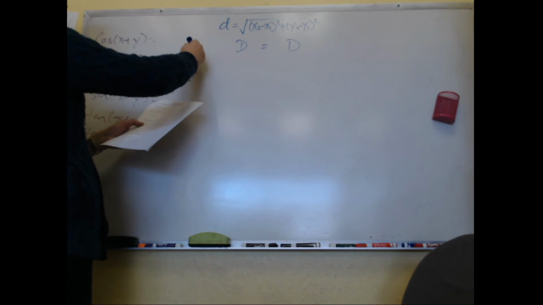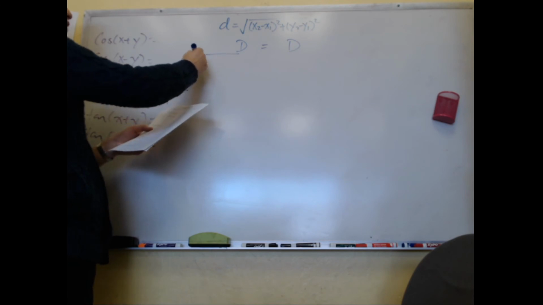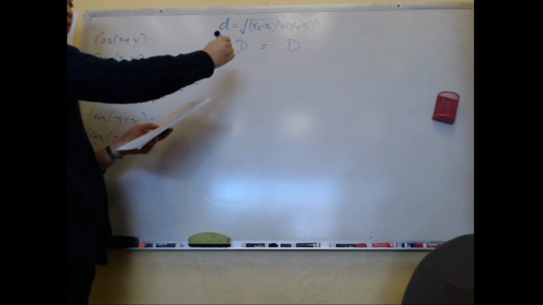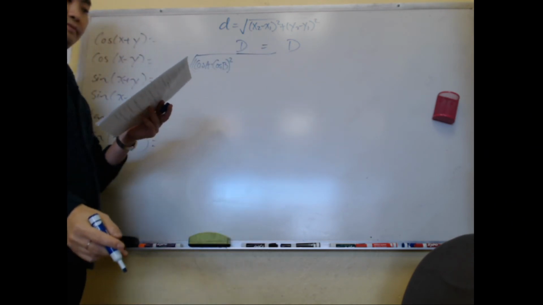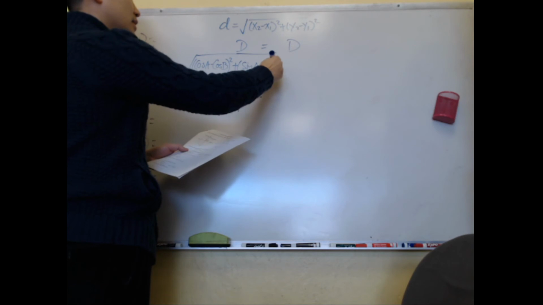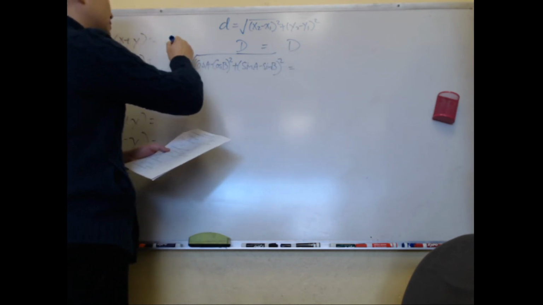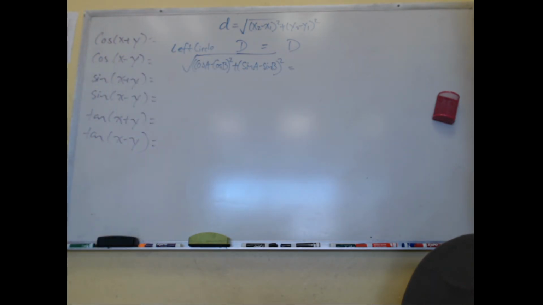So what is that? It's the square root of cosine of A minus cosine of B quantity squared, plus sine of A minus sine of B quantity squared. That's the left circle. We don't know whether that's equilateral or isosceles, it's just a regular triangle. But one thing for sure, both segments D are the exact same distance, because they're both bounded by the radii.